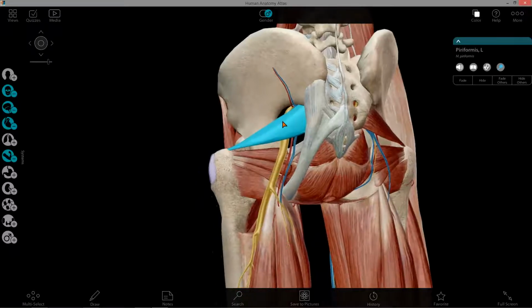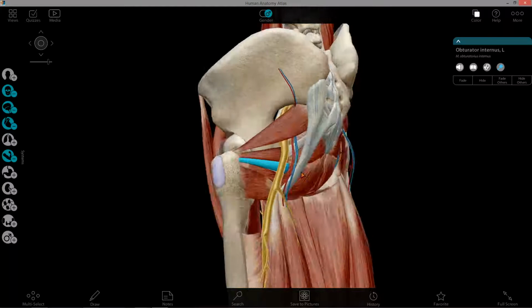So moving inferior from piriformis, we come to, first I'm going to discuss obturator internus. So obturator internus lies between the superior here and inferior gemellus muscles. And that's how they get their name. One is superior to obturator internus, one is inferior to obturator internus.